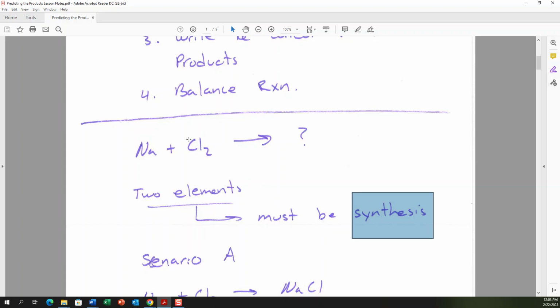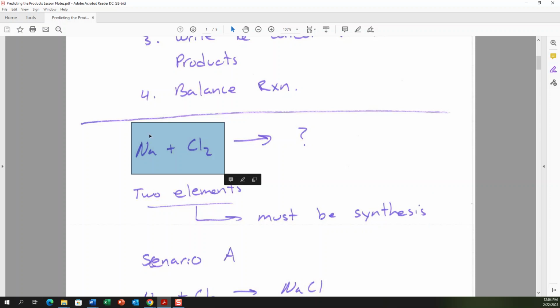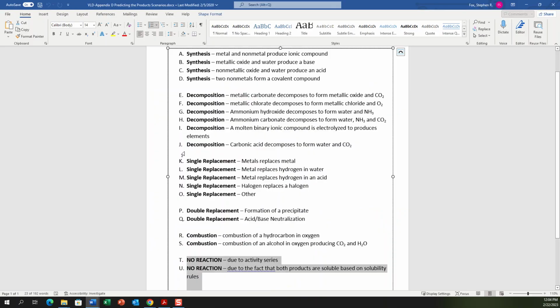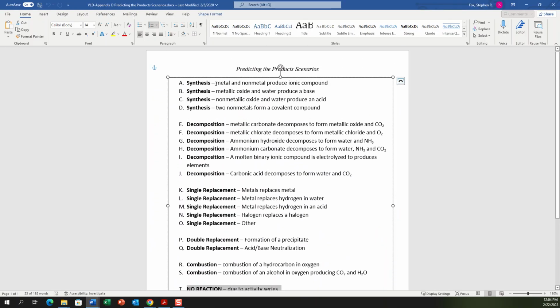You have to have two compounds in a double replacement reaction. You have to be burning in oxygen for it to be combustion, right? And if you have one thing on this side, then you're thinking decomposition. So two elements, you should be thinking synthesis. All right, so we'll go to our scenarios and we'll see what types of things we have.